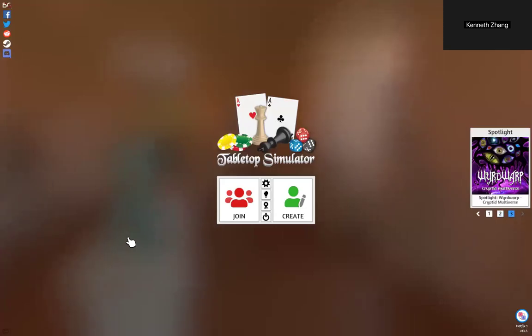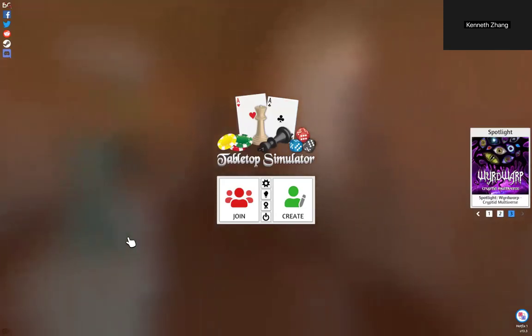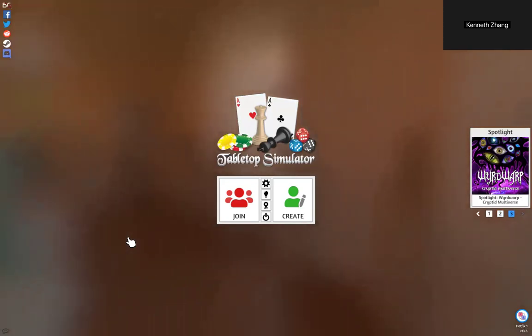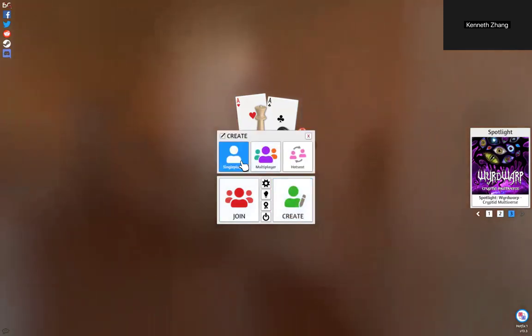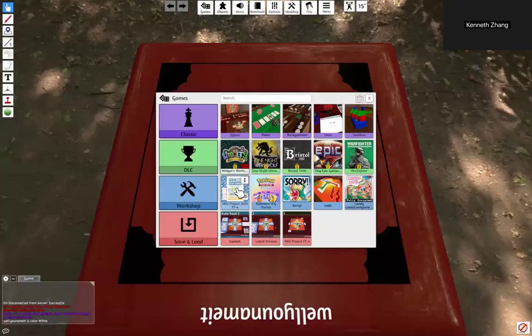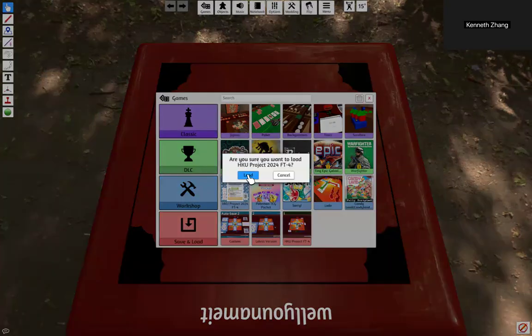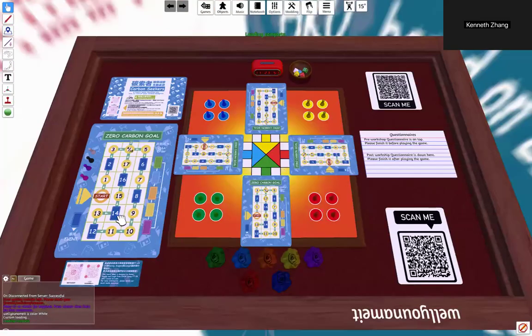Basically, if you subscribe to it, you could see your board game from the function menu here. So right here, since it's subscribed from the workshop page, the name of it is HKU Project 2024 Full-Time 4. Let's load it. And you could see the general image of our board game.